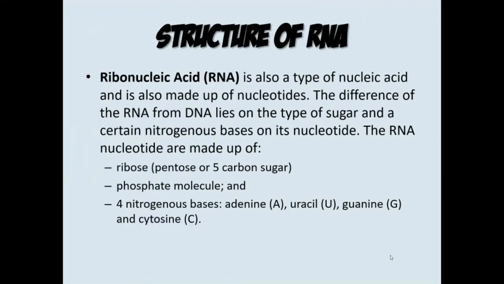And then sa RNA naman, or ribonucleic acid, is a type siya ng nucleic acid obviously, and then it is also made up of nucleotides. Ang pinagkaiba ng RNA from DNA, it lies on the type of sugar and a certain nitrogenous base sa nucleotide. Ito ay gawa sa pentose sugar or 5-carbon sugar na ang tawag sa kanya ngayon is yung ribose, and then phosphate, and then yung 4 nitrogenous bases which are the adenine, uracil starts from the letter U, guanine, and then cytosine. Sa RNA, wala ditong thymine sa nitrogenous bases. Instead of thymine, pinalitan natin ng uracil. Uracil ang pinalit dito sa RNA instead of thymine.